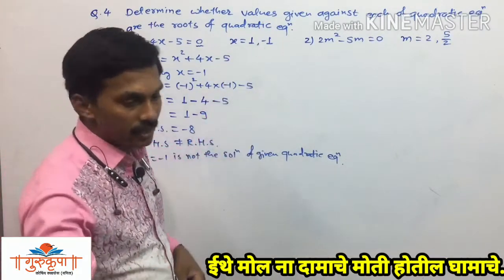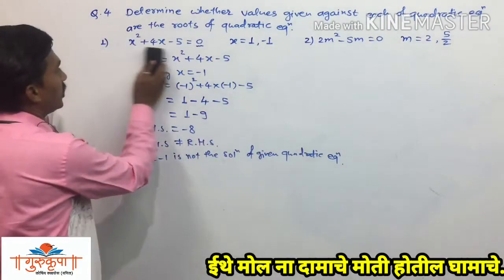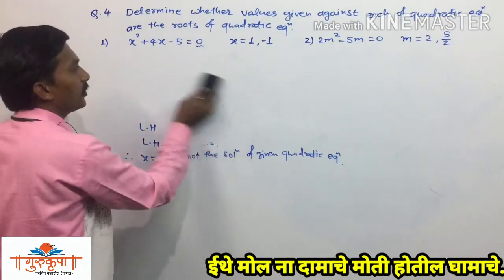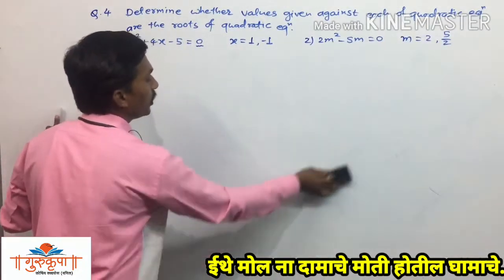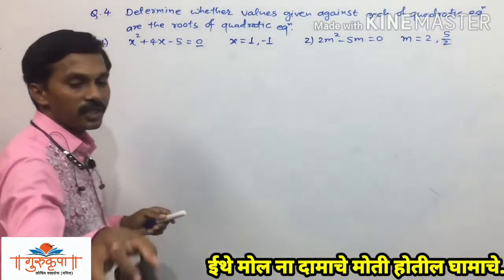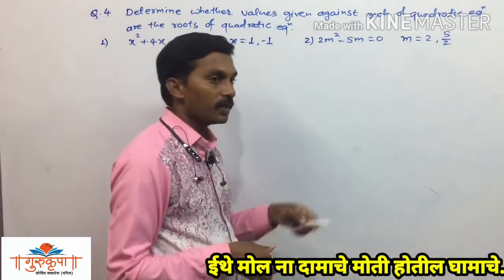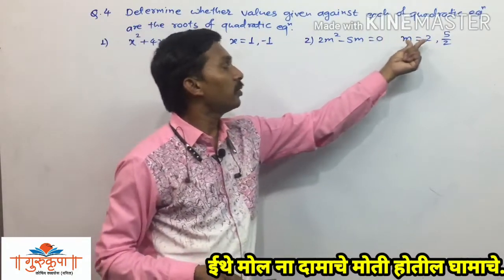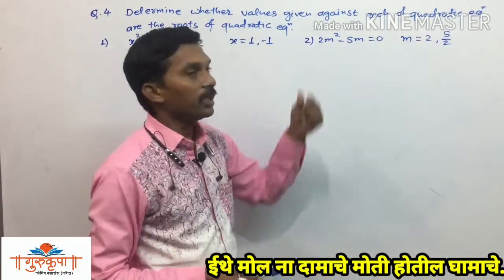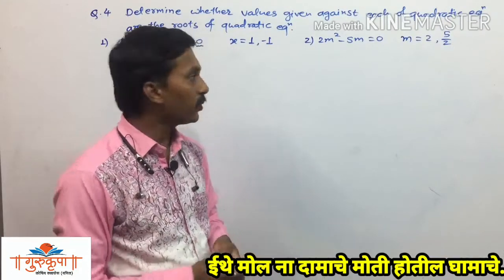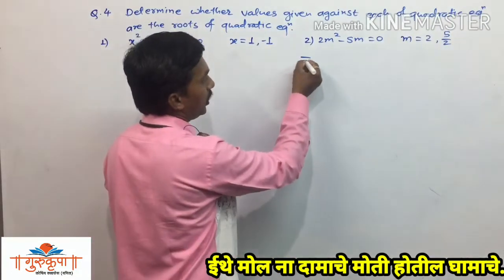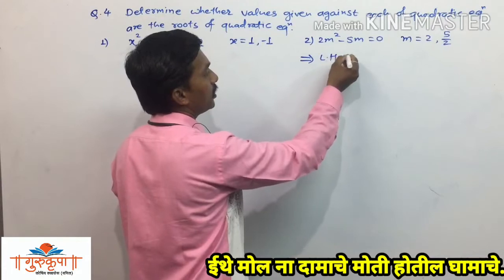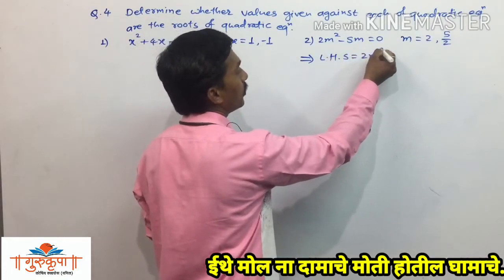Now we have the second example here. In the second example, the quadratic equation given is 2m square minus 5m is equal to 0. Once again the right side is 0. We just have to check whether, due to this value of the variable, LHS becomes 0 or not. Now here we will write LHS only. LHS is equal to 2m square minus 5m.